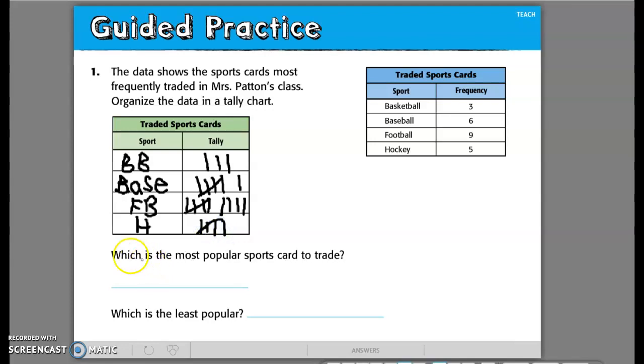So what is the most popular sports card to trade? Which one has the most tallies or the largest number in the frequency table? Right, football. So underneath this question, you would write football. And then what is the least popular? Meaning, what's the smallest number of tallies or the smallest number in the frequency table? And that would be basketball.